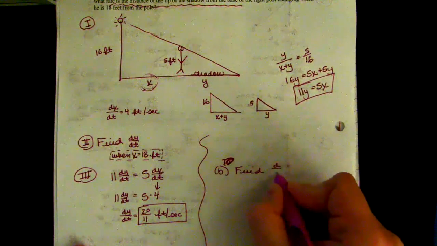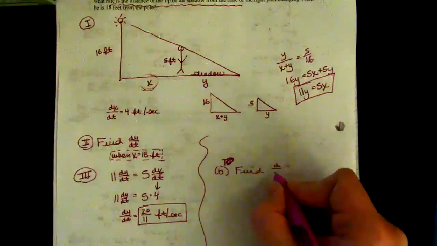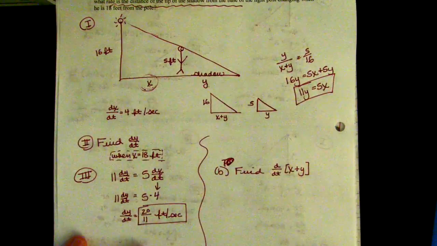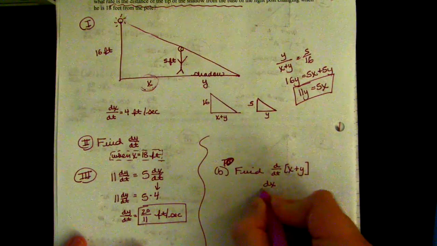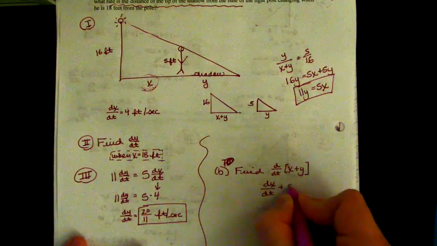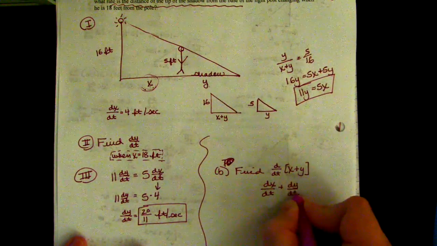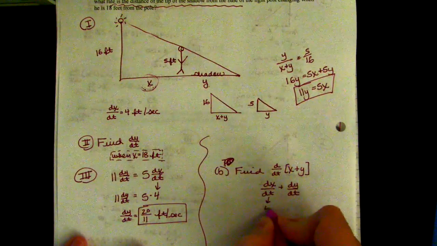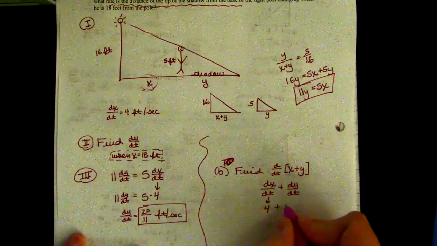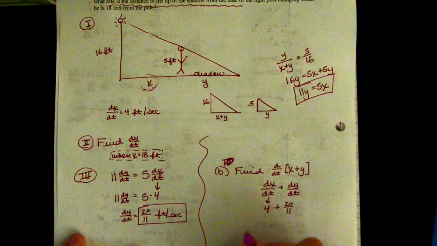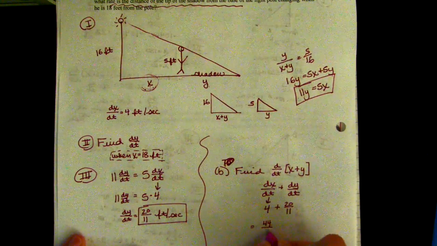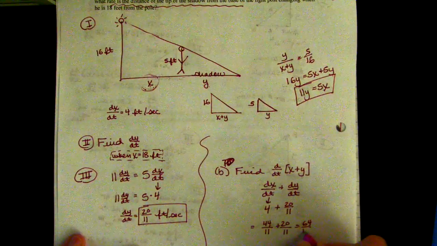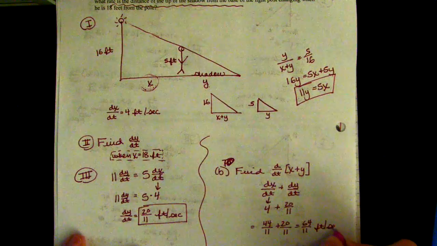So I want to find, this is going to look weird, the derivative of that x plus y. This is going to be dx/dt plus dy/dt. I was told dx/dt, that was 4. I already found my dy/dt, that's 20 over 11. Add these together, you've got 44 over 11 plus 20 over 11, and you're going to get 64 over 11 feet per second.